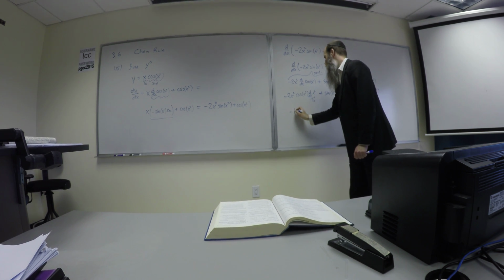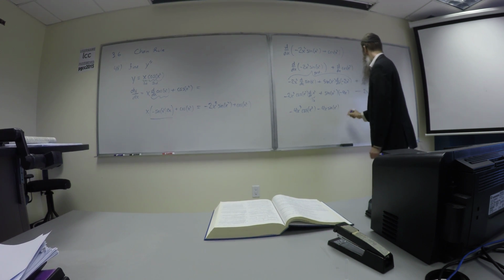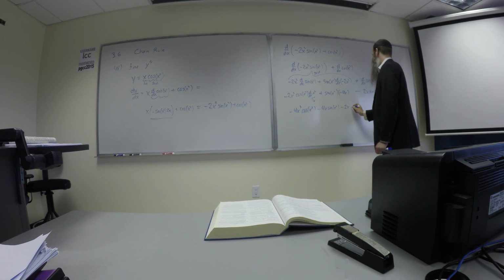So we get negative 4x cubed cos of x squared minus 4x sine of x squared minus 2x sine of x squared.